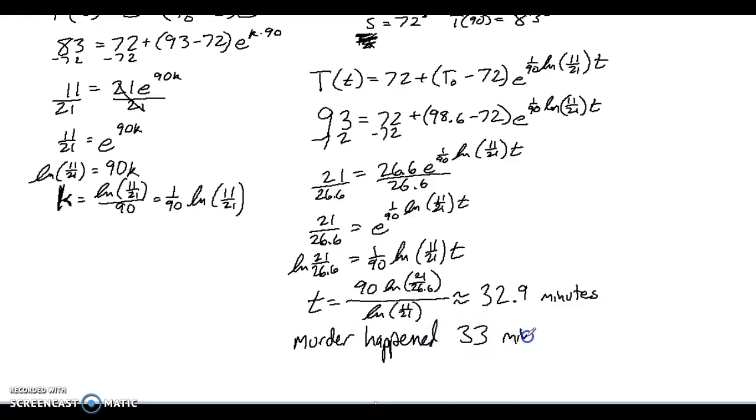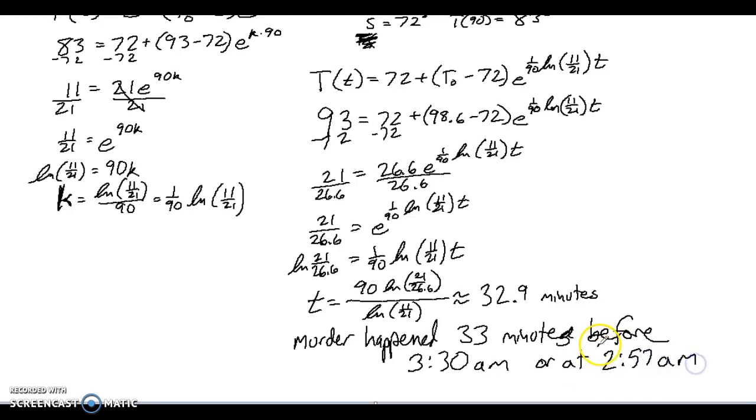33 minutes before 3:30 a.m. Oh, that's pretty cool. We can just figure that out. 33 minutes earlier. Well, 30 minutes earlier was 3, so 33 minutes was 2:57 a.m. And that's how to deal with the law of cooling.